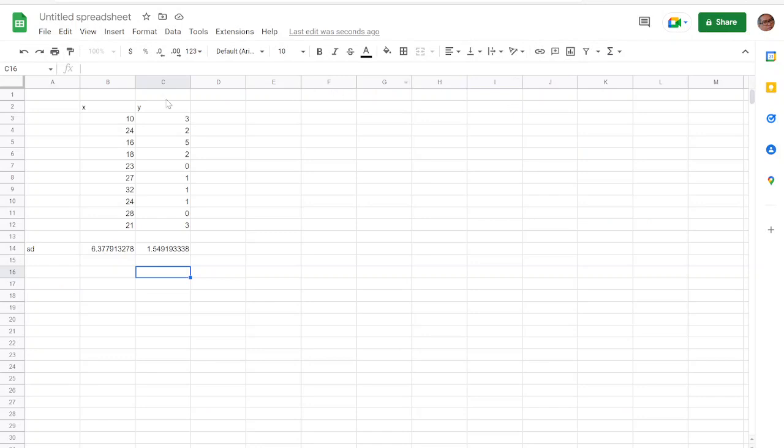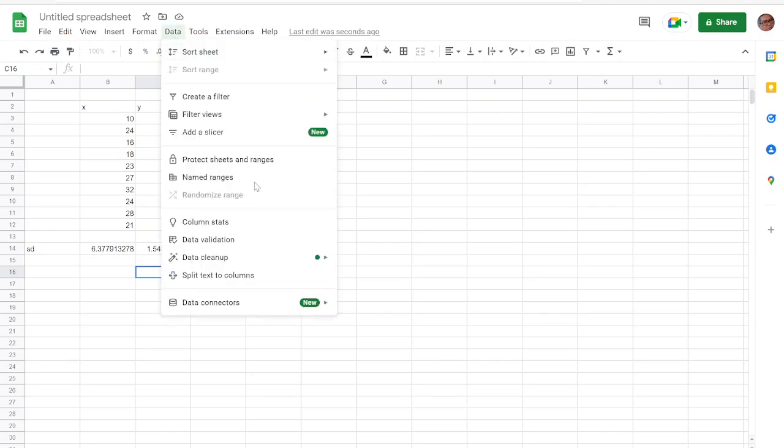Okay, if I want to run this one first, let me try running this one first to get the regression equation. Okay, let me just run this thing. Oh no, it's not there.